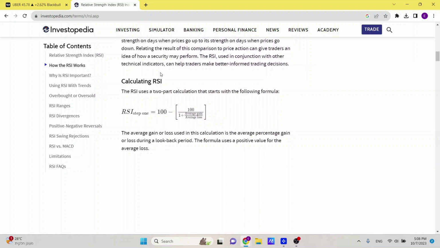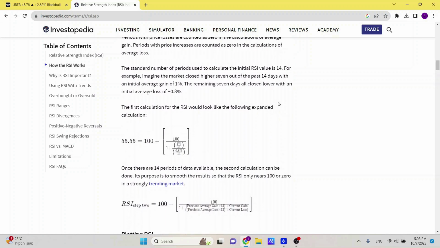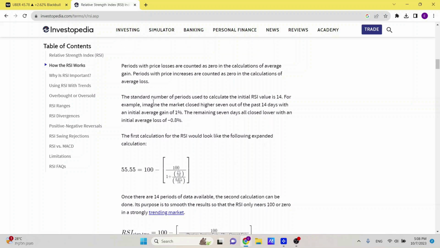Okay, here we also have the calculation of the RSI. You don't need to go exactly into the calculation and understand exactly how it works. Like, you need to understand this in general. Okay, so let's see what it means.